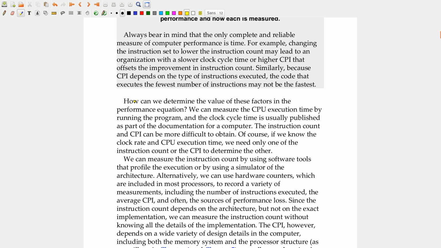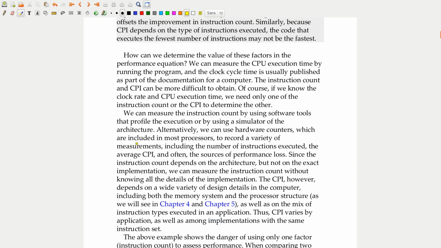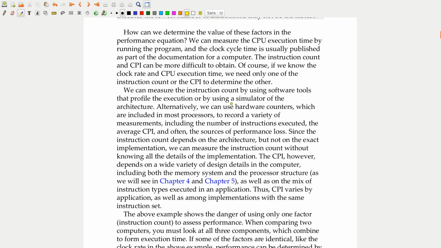Okay, so how can we determine the value of these factors in the performance equation? We can measure the CPU execution time of running the program. So here we're just figuring out how we can get these numbers.